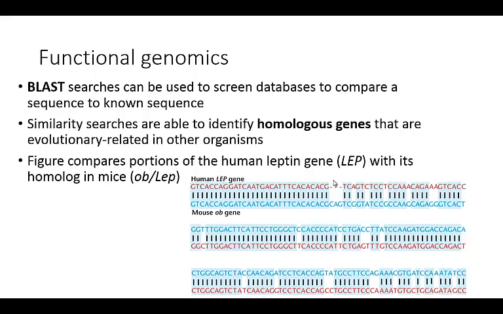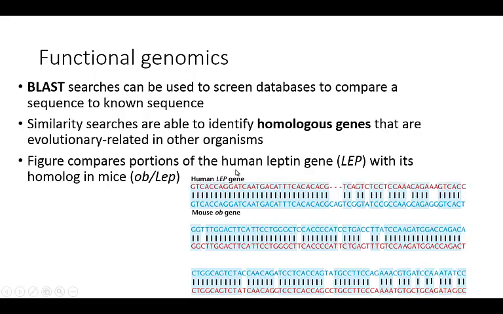Functional genomics. BLAST sequences can be used to screen databases to compare a sequence to a known sequence. So say you have a sequence, you don't know what it's for, but what you can do is screen it against organisms, see if something similar pops up. We might know what the function is of that gene in a different organism. It might have a similar function in that other organism. So you can use these similarity searches to find homologous genes. They're going to be evolutionarily related in other organisms.